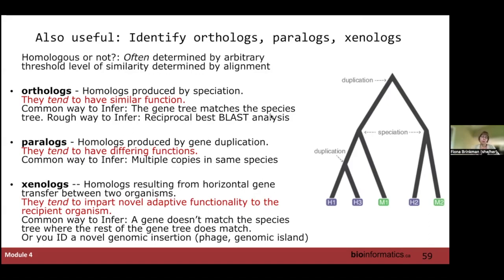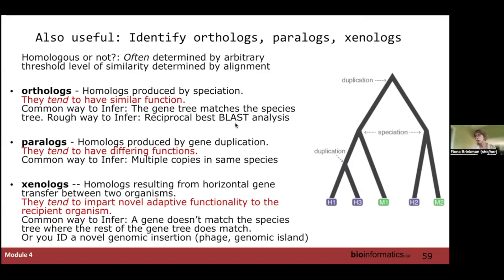There's a rough way to do it, reciprocal best BLAST analysis. That's where you take a gene in a genome and you BLAST it against another genome that you want to find the ortholog in, and you find the top hit, and then you take that top hit and you BLAST it back to the original genome and see if that top hit is the top hit back. And if reciprocally, they're both the top hit of each other, both most similar to each other, we can roughly say those are orthologs.